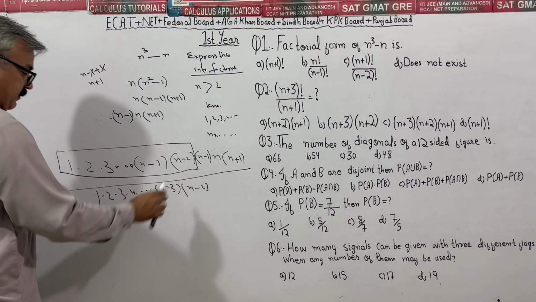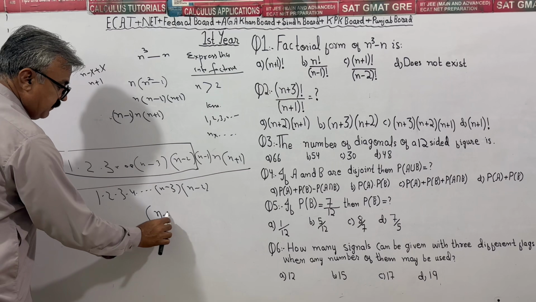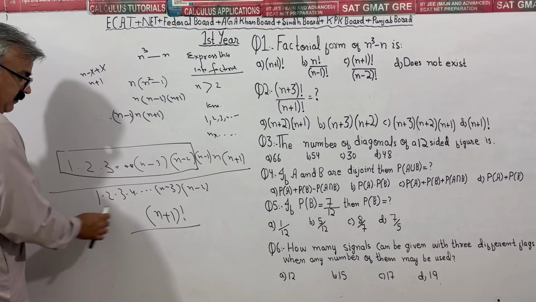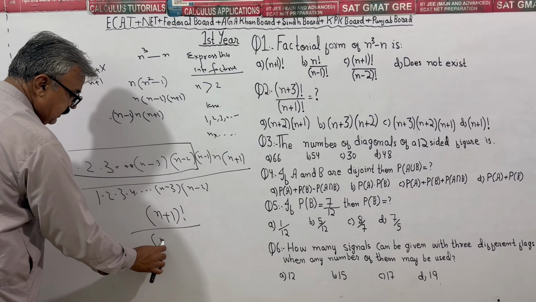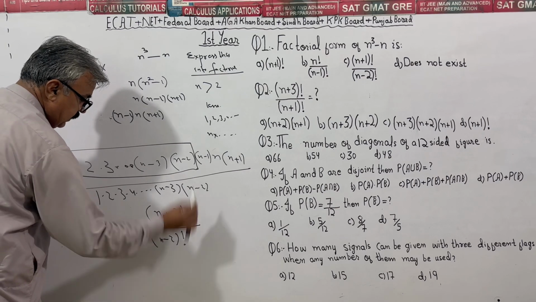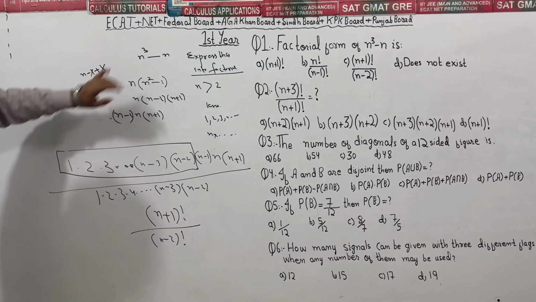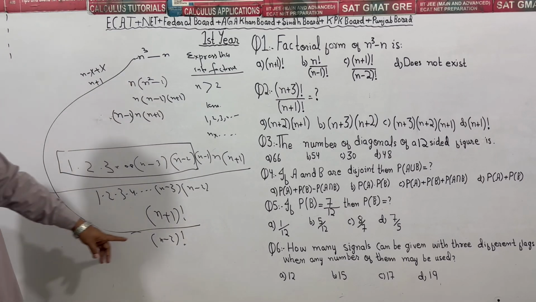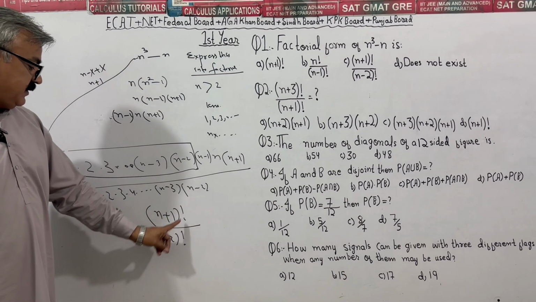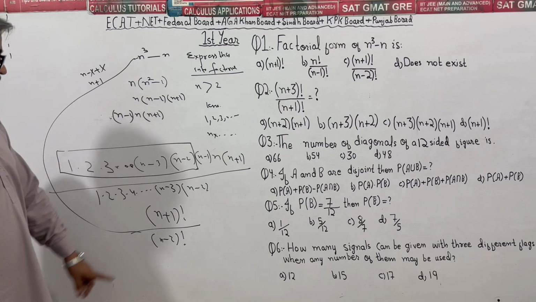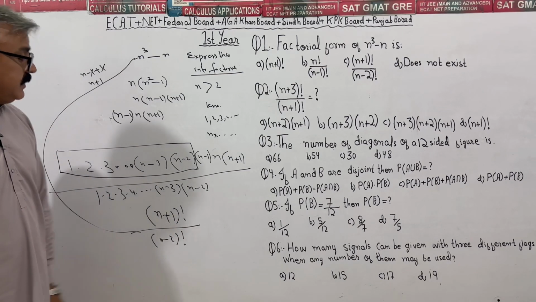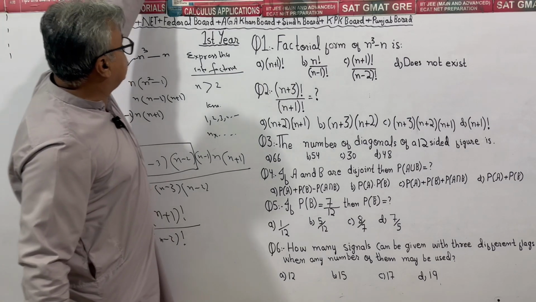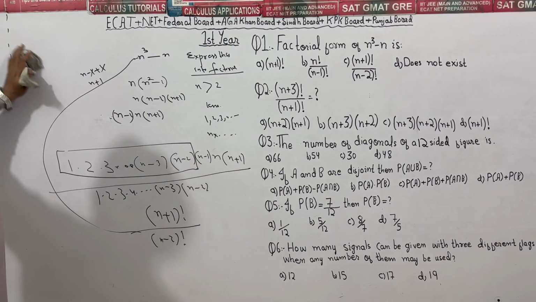Now the numerator becomes n plus 1 factorial and the denominator is from 1 to n minus 2, that's n minus 2 factorial. We have successfully expressed n cube minus n in factorial as n plus 1 factorial over n minus 2 factorial. If you open this up, you will get the same result, n cube minus n. Let's see.